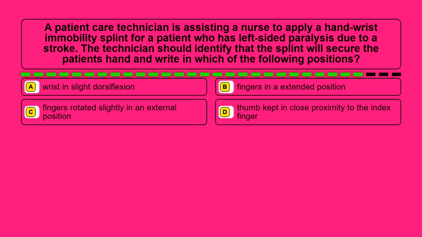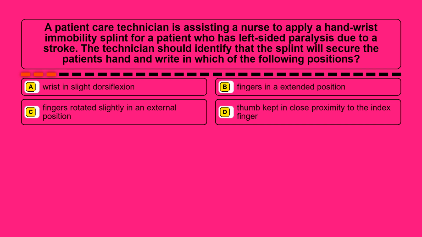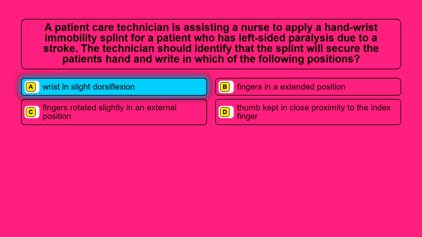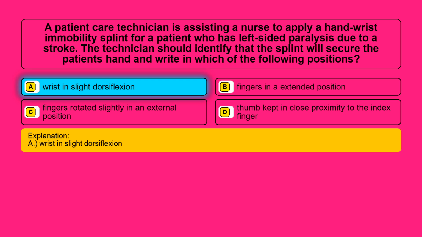Question 30. A patient care technician is assisting a nurse to apply a hand-wrist immobility splint for a patient who has left-sided paralysis due to a stroke. The technician should identify that the splint will secure the patient's hand and wrist in which of the following positions? Option A, wrist in slight dorsiflexion. Option B, fingers in an extended position. Option C, fingers rotated slightly in an external position. Option D, thumb kept in close proximity to the index finger. The correct answer is option A, wrist in slight dorsiflexion.